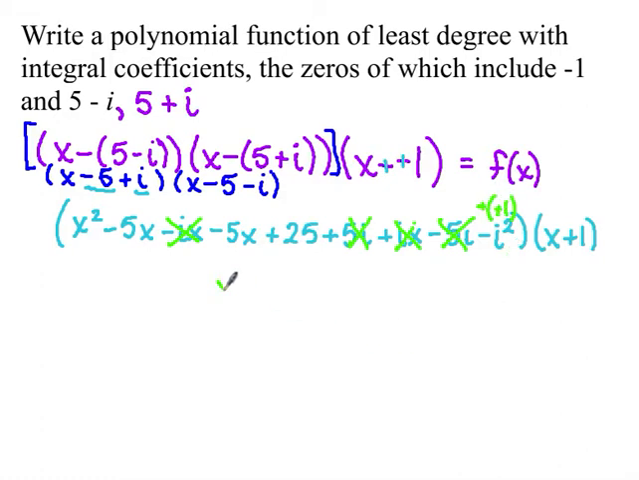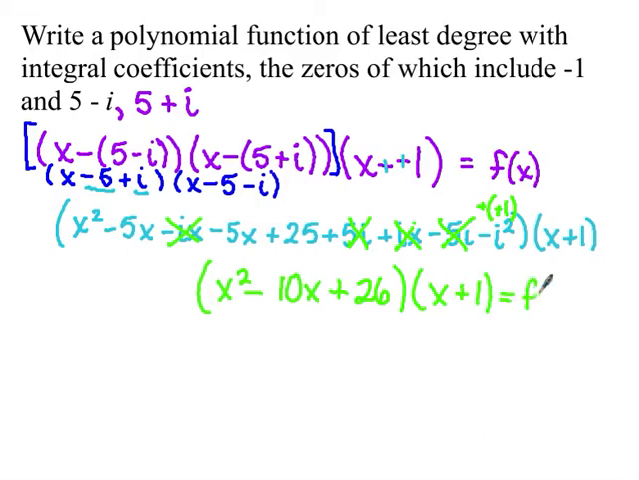So let's see what I have. I have an x squared minus how many x? 10x plus what? 26. Now I have to take that times x plus 1. And then I'm done.